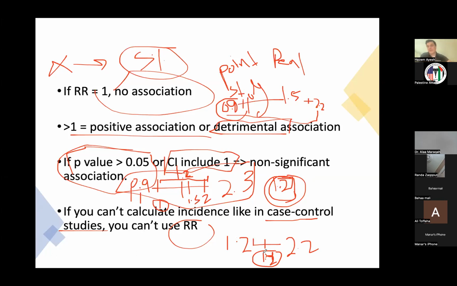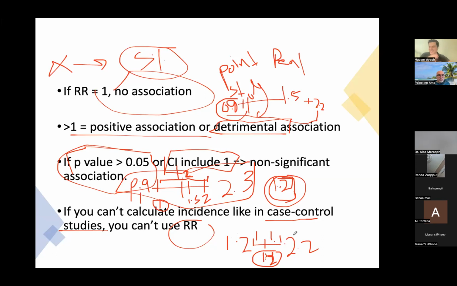We don't know, but it can be 1.3, it can be 1.5, it can be 1.7, it can be 1.9, but it cannot be 1 because it starts from 1.2. It cannot be 1. So for sure, there's a significant relationship here because the value cannot be 1 at all because it starts from 1.2. So it does not cross 1. So that's the whole idea of when the confidence interval crosses 1 or does not cross 1.